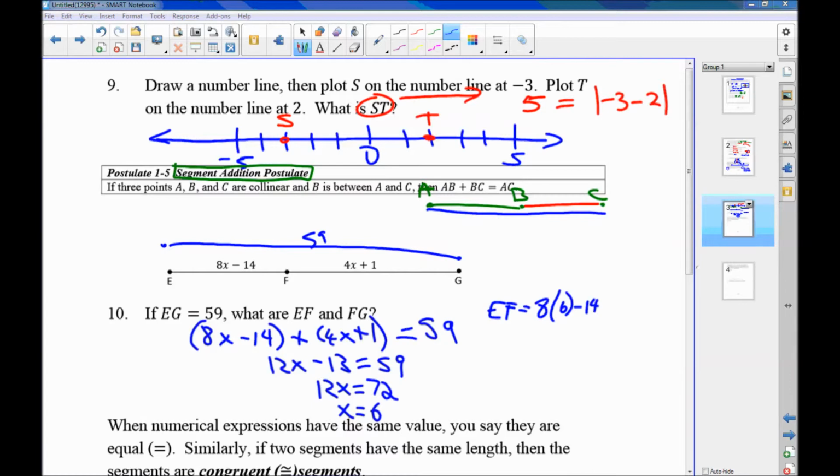8 times 6 is 48, and 48 minus 14 is 34. So there's the value of EF. The value of FG, well, I'm going to plug into the formula, but we don't really have to do that. I'll show you why in a second.